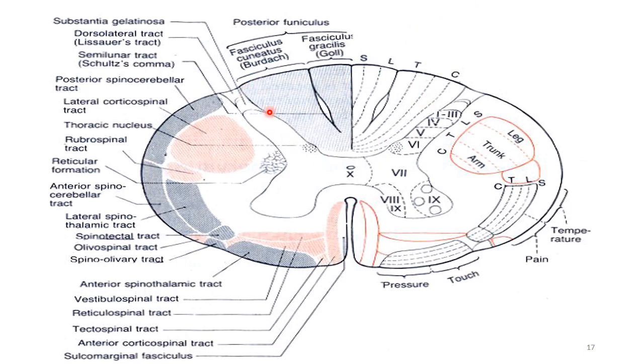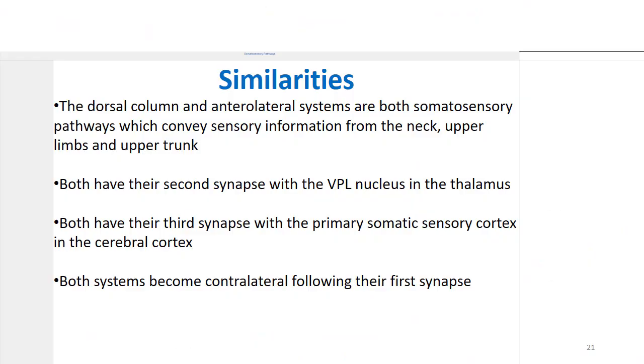This group is the dorsal column, medial lemniscus system, and another is the lateral one. This is anterior, so the anterolateral tract, and this is the dorsal column tract. This is anterolateral. So what are the similarities in these two? One, all convey sensory information, and also from the cranials they supply the neck and head regions.